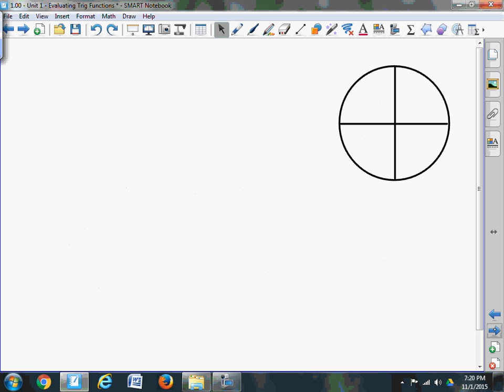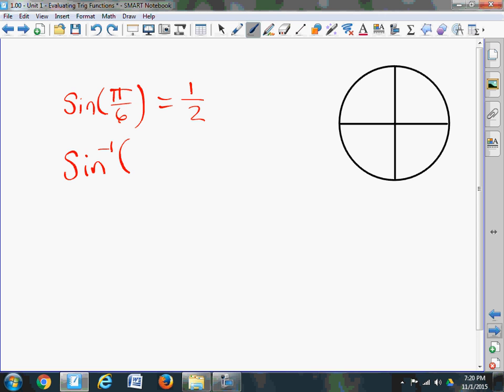So if we're thinking in terms of trig functions, if I have the sine of pi over 6, that is equal to 1/2. So if I had the inverse sine, which could be written with the -1 symbol, which I'm not a big fan of because that makes you think of 1 over sine, which is actually cosecant, but inverse sine is a different thing than cosecant. If I have the inverse sine of 1/2, my output is pi over 6.